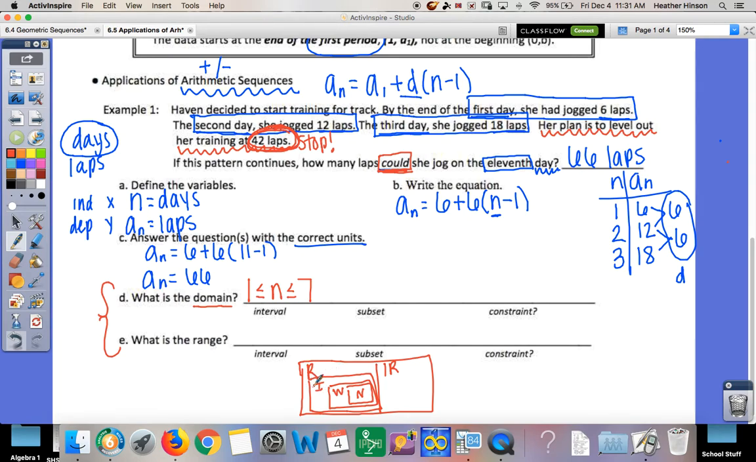They are integers, but we can be more specific than that. They're also whole numbers, but whole numbers include 0. And we didn't start at 0, we started at 1. That's why it's natural numbers.